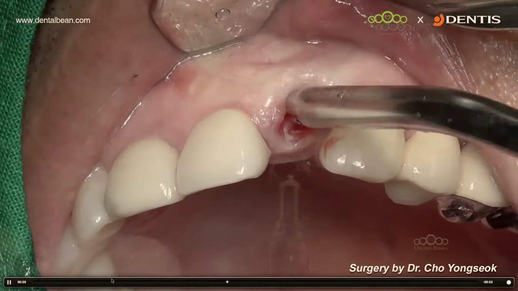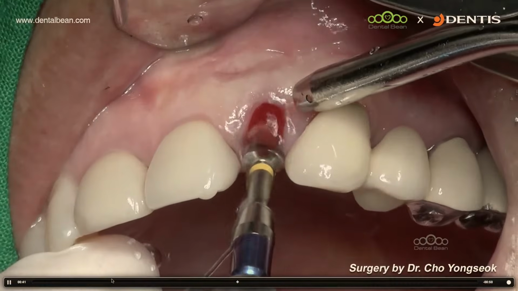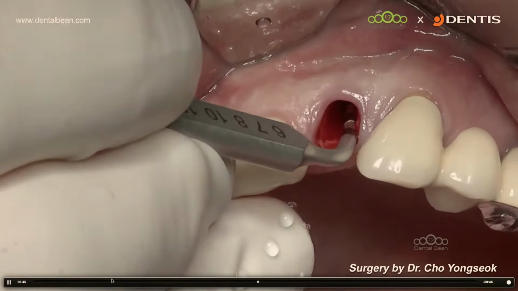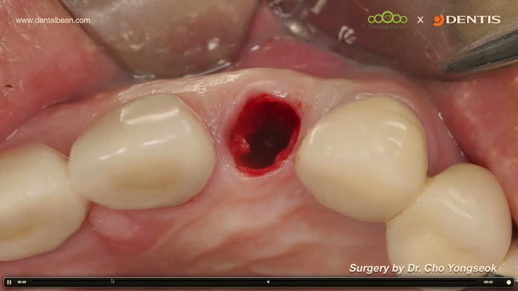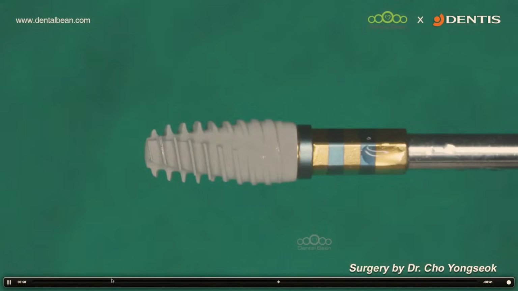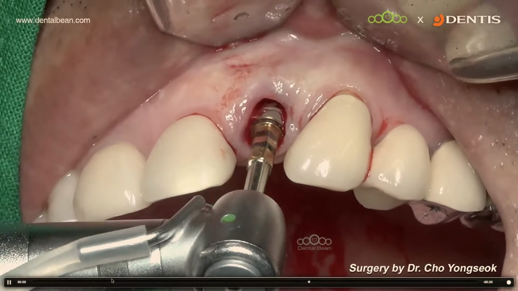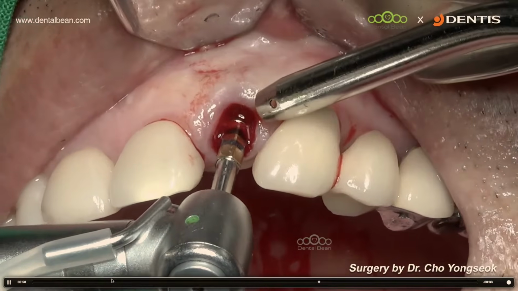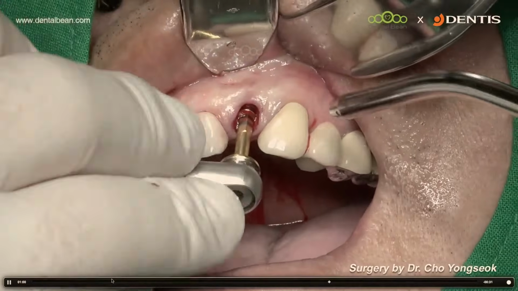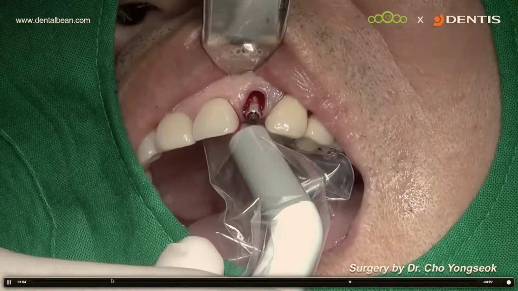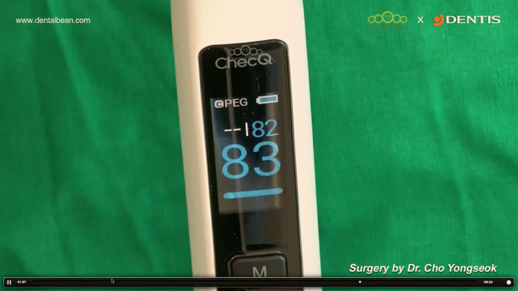And check the condition with the depth gauge. Okay, keeping medial angulation slightly, I finished the osteotomy. Okay, well prepped osteotomy at the palatal side. An XL implant was selected and placed. In such a situation, we must anchor the implant at the palatal slope and the apical portion.